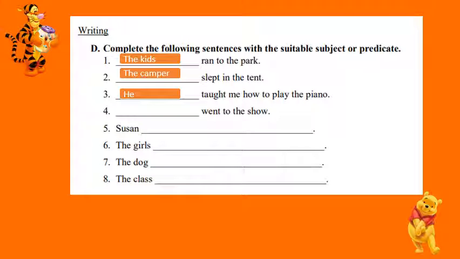Number 4, went to the show. The dancers went to the show. The team went to the show. They went to the show. We went to the show. All of these are correct answers.